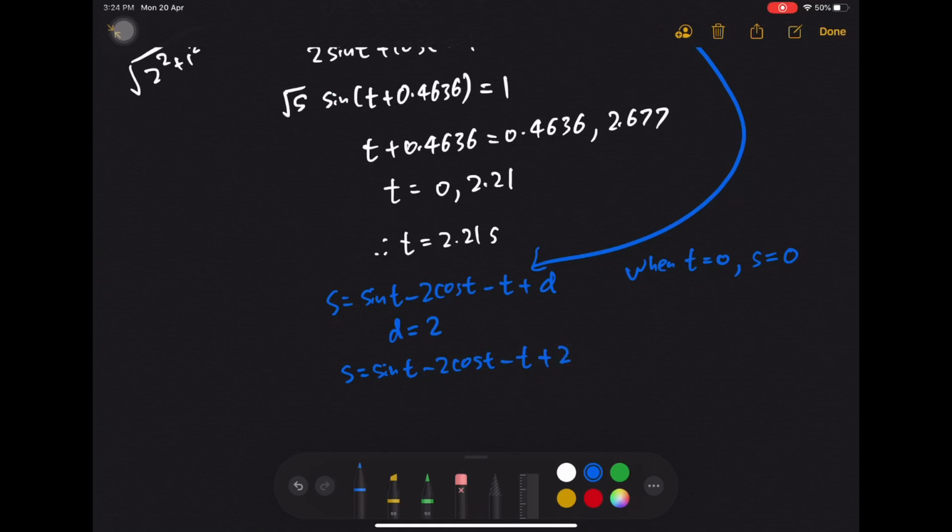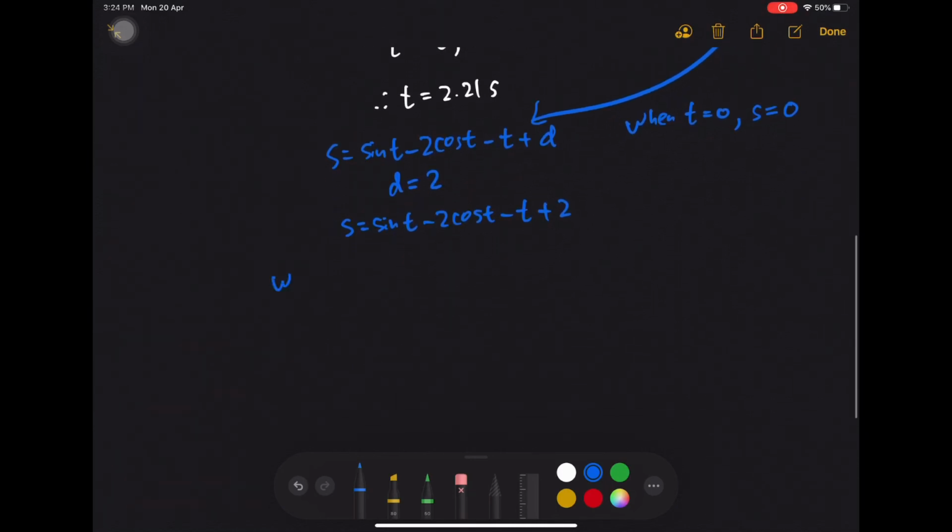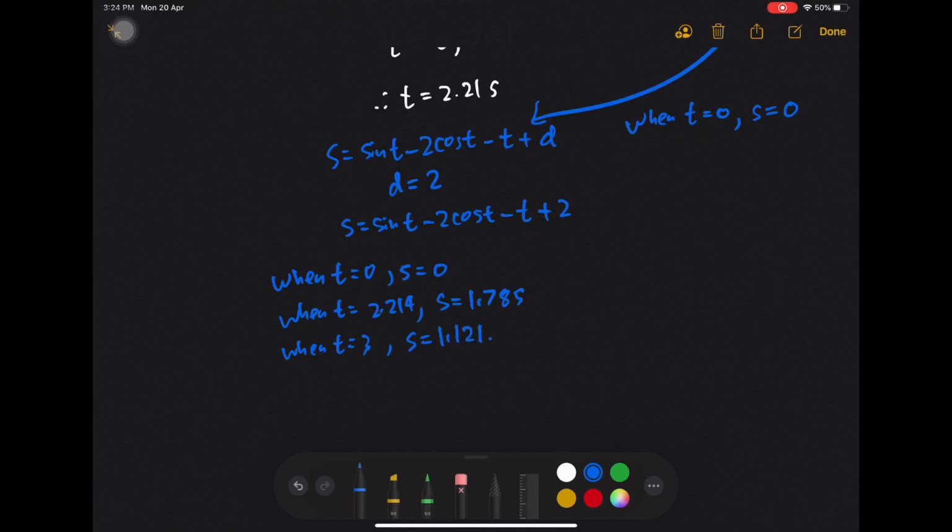You get this, and now they say they want up to 3 seconds. So you're going to substitute some values inside my t. So when time is 0, we know that displacement is 0. When time is 2.214, put it inside, you get your displacement to be 1.785, and when time is 3 seconds, because we want up to 3 seconds, we get our displacement to be 1.121. And realize the same thing, the drop in here to here again.